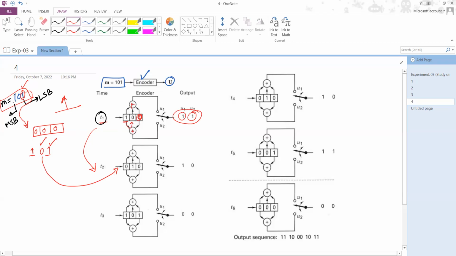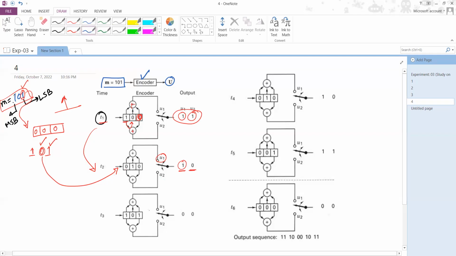So now the combination will be 0 1 0. That means we have inserted this 0 of the message bit here, and for this combination what we get at U1 is 0 plus 1 is 1 and 1 plus 0 is 1. So we are getting U1 as 1, and what will be our U2? U2 will be 0 plus 0, which is 0 here.